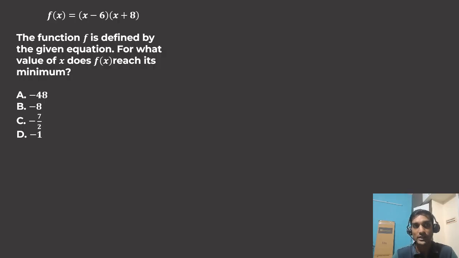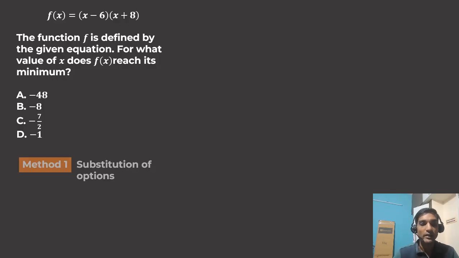And this is the SAT style question that we have. We are supposed to figure out the value of x for which the function given here reaches the minimum value. Now, the first method is substitution, where we can directly substitute the values of x that are given in the options. Of course, very time consuming. So, I will not recommend this.